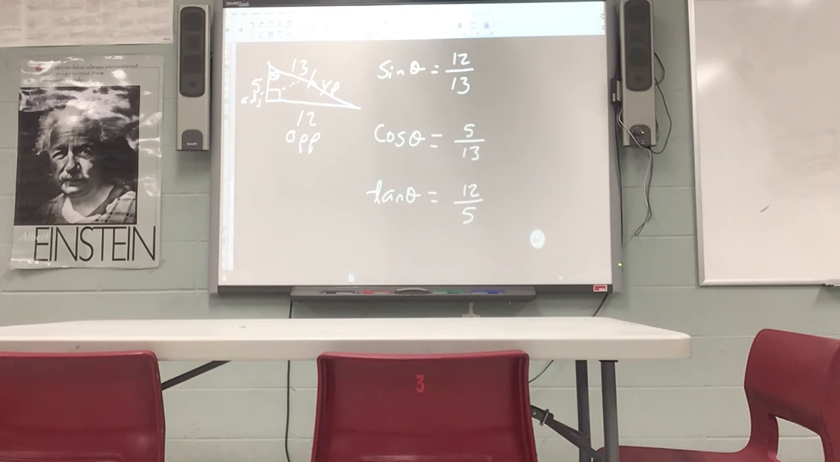Now the problem asks for all 6, so now we need to know the reciprocals. Cosecant comes with sine, right? Well, look at your notes. We already wrote it down. Cosecant of theta, secant of theta and cotangent of theta. So all I have to do now is take the reciprocals. 13 over 12 is the cosecant. 13 over 5 is the secant. And 5 over 12 is the cotangent.